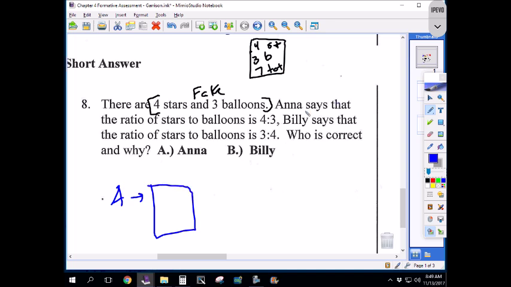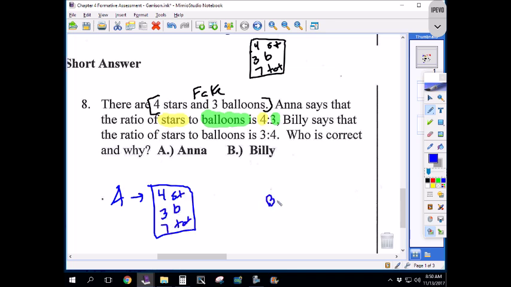Anna is saying that the ratio of stars, and I'm going to use a highlighter here to help us visualize it, stars comes first, and she had 4 coming first. Then she said balloons, and that came second, so did 3. Yeah, stars, balloons. Okay, sorry. So we know that the stars goes with 4, the balloons goes with 3. So let's write down what she's finding out. She knows there are 4 stars, there are 3 balloons, there are 7 total.